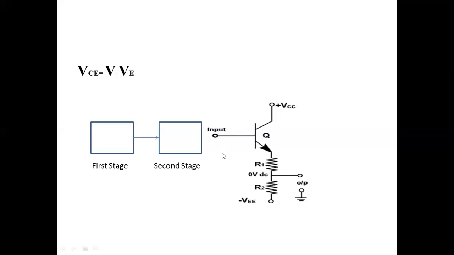Now, due to the presence of some DC values, the emitter current and emitter voltage are also going to increase. That means this quantity is going to increase. As this emitter voltage increases, the collector to emitter voltage, that is the VCE value, is going to decrease. As the VCE value decreases, with the help of the Q point characteristics, the Q point is going to move in the upward direction, that means it is shifted from the active region towards the saturation region.